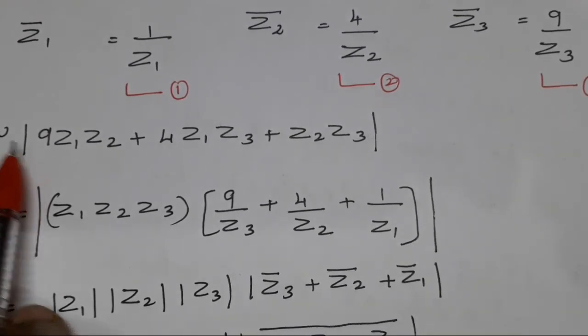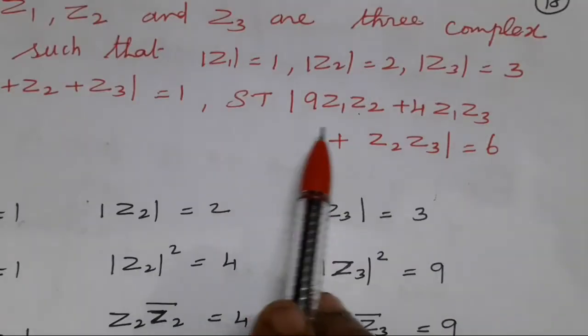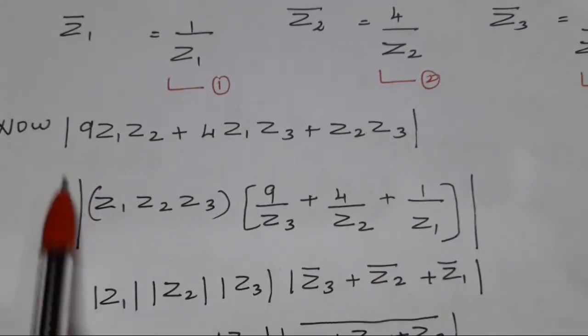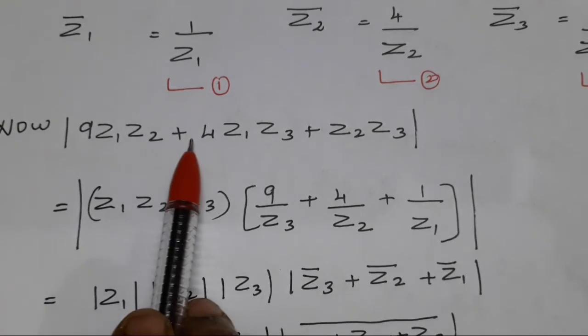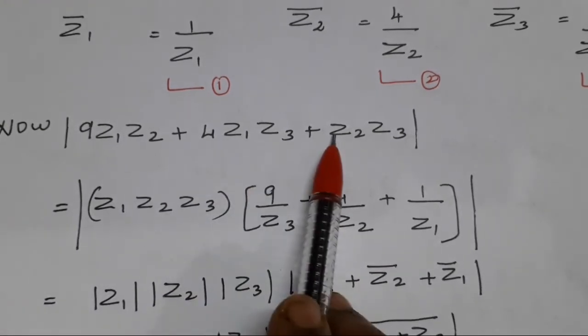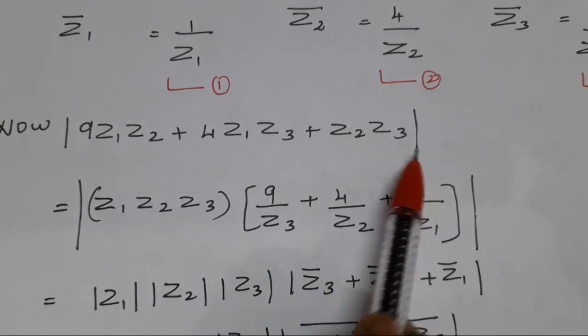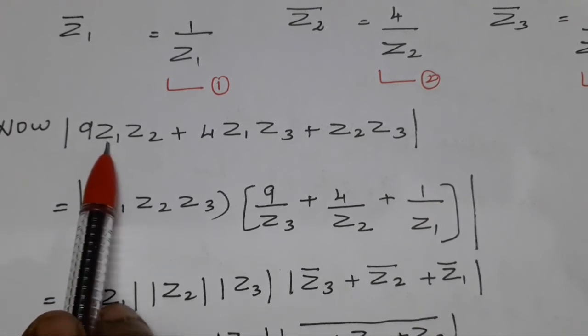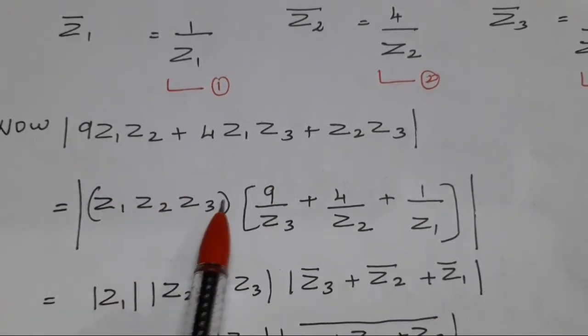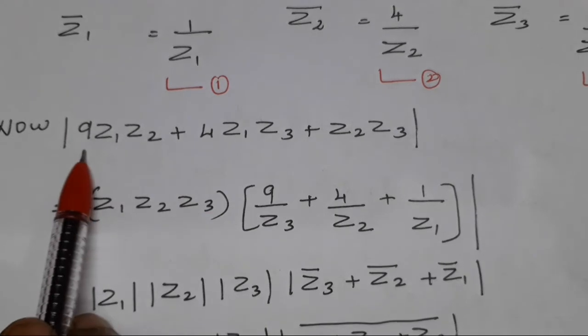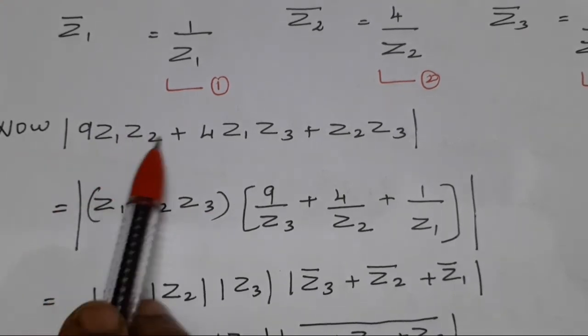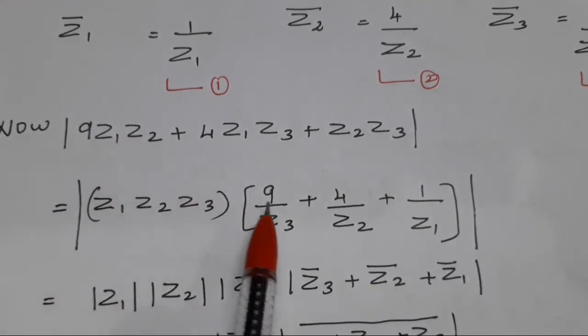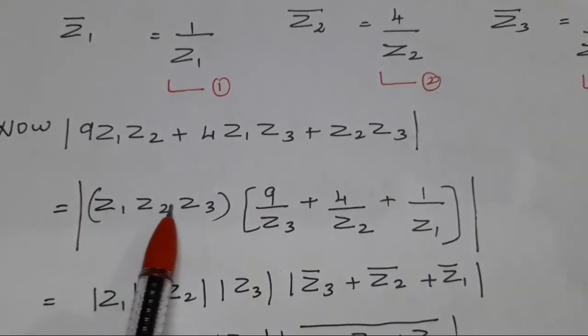What are we going to prove now? See the question. Now modulus of 9 into Z1 Z2 plus 4 into Z1 Z3 plus Z2 into Z3, the modulus, equal to. So which one do we take common? Z1 Z2 Z3 is taken common. Which one is reduced here? Which complex is not here? Z3 is not here, so 9 by Z3. If you multiply, Z3 cancels, and we get Z1 into Z2.